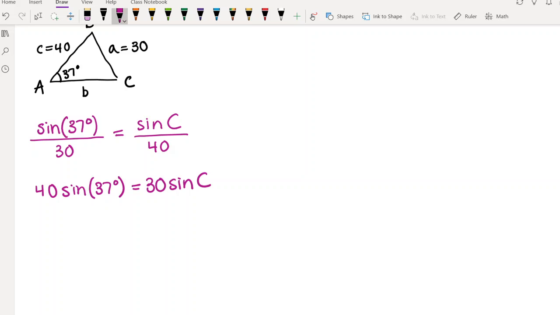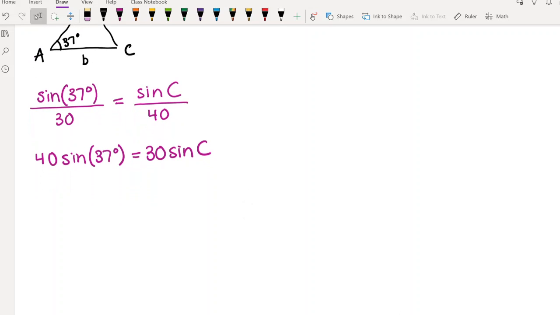So basically what we want to do here is solve for sine of C, because once we have sine of C, we'll be able to use inverse trig to solve for C. So if we divide both sides by 30, and I'm just going to rearrange the way it's written, we have sine of C is equal to 40 times sine of 37 divided by 30.